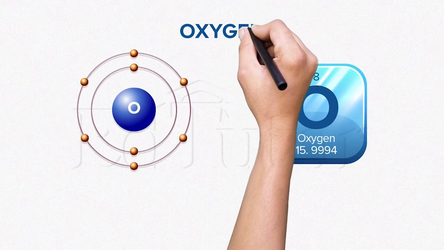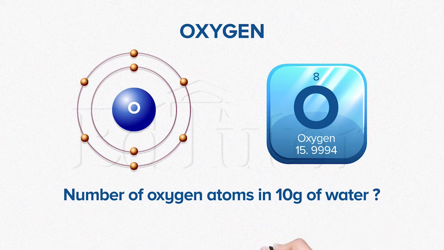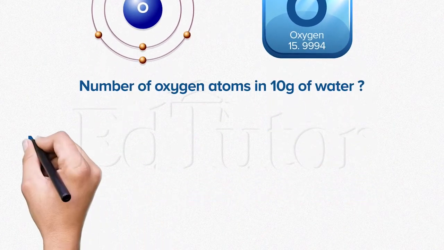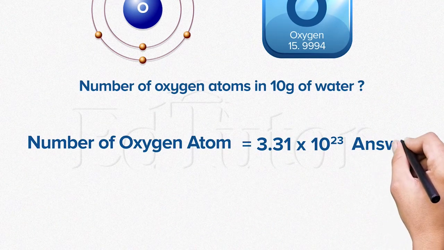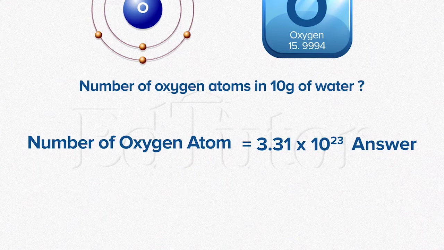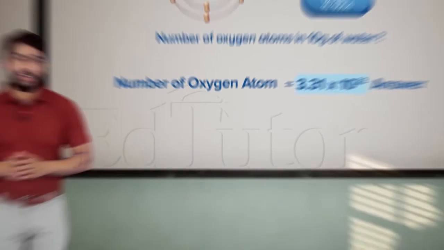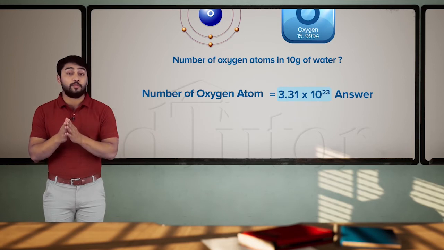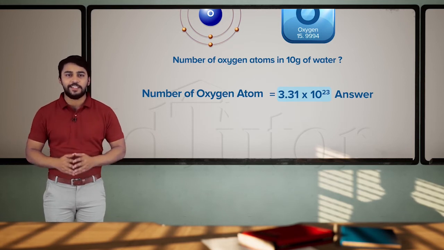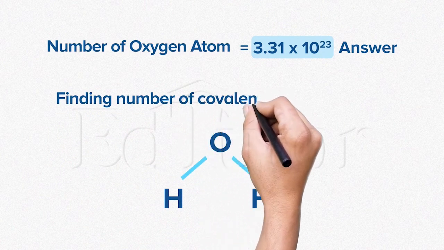Next, let's calculate the number of oxygen atoms. We know that one molecule of water contains one oxygen atom, correct? So, 3.31 into 10 to the power 23 molecules of water will contain 1 multiplied by 3.31 into 10 to the power 23 atoms of oxygen, which is 3.31 into 10 to the power 23. All we did was simply multiply the number of atoms with the number of molecules of water. Quite simple, right?